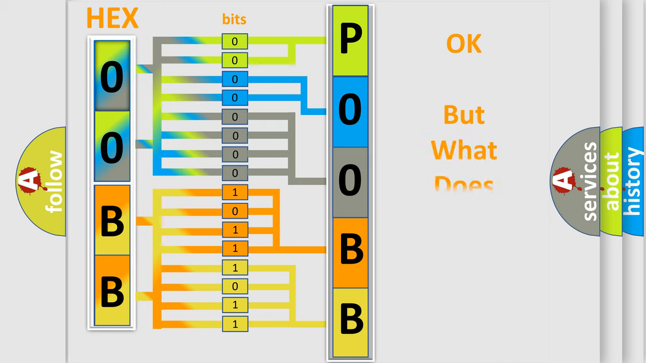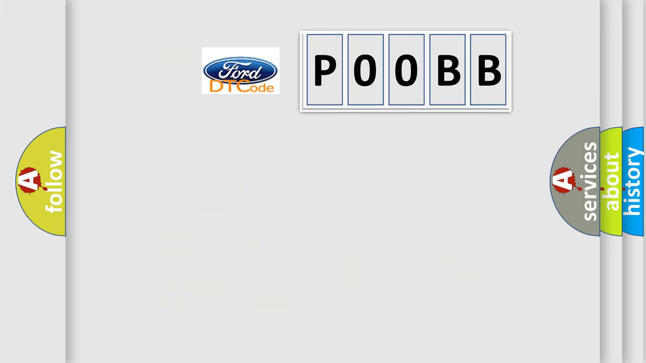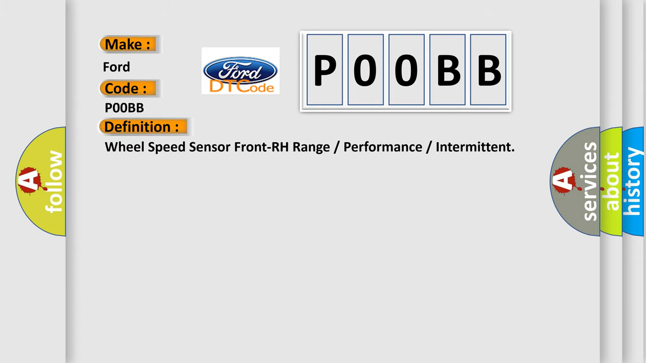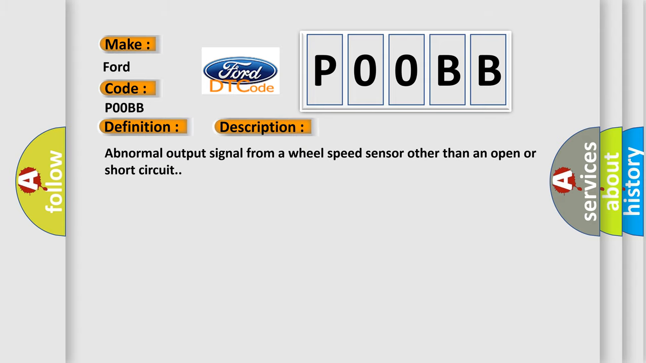The number itself does not make sense to us if we cannot assign information to what it actually expresses. So, what does the diagnostic trouble code P00BB specifically interpret for Infinity car manufacturers? The basic definition is wheel speed sensor front RH range or performance or intermittent. And now this is a short description of this DTC code: abnormal output signal from a wheel speed sensor other than an open or short circuit.